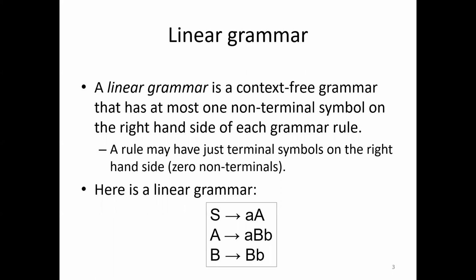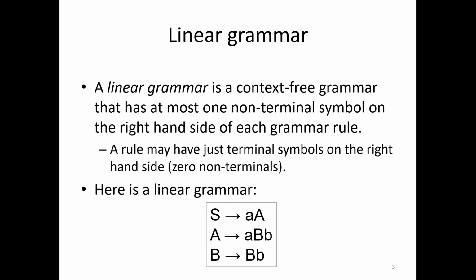So you can see the example here. This is the linear grammar. In the first production rule, you can see this A is a non-terminal. In the second production rule, you can see B is a non-terminal. And in the third, this B is a non-terminal. And the rest, the small alphabets a, b, are terminals. So this is an example of linear grammar.